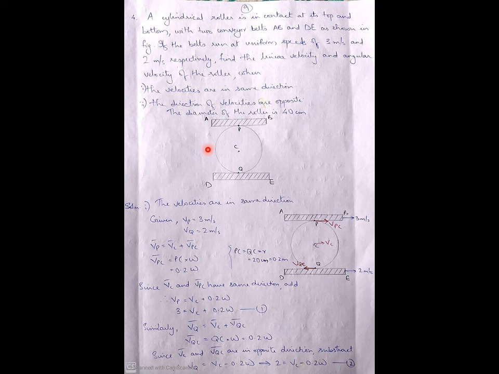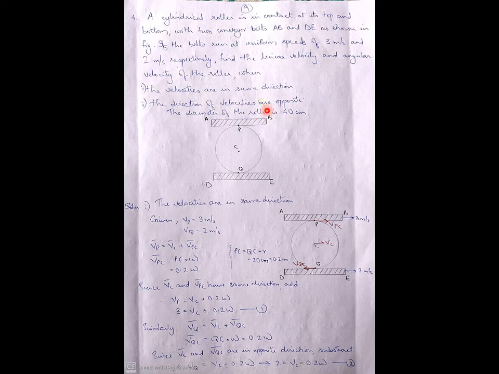Okay, the first problem is a cylindrical roller is in contact at its top and bottom with two conveyor belts AB and DE as shown in figure. If the belts run at uniform speeds of 3 meter per second and 2 meter per second respectively, find the linear velocity and angular velocity of the roller when, there are two parts. First one, the velocities are in same direction. Second part, the direction of velocities are opposite. The diameter of the roller is 40 centimeter.